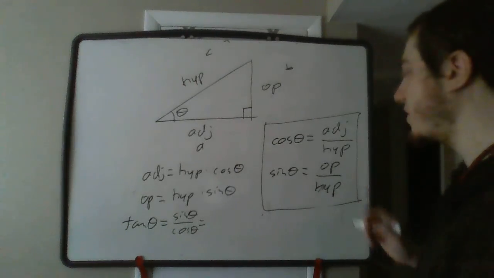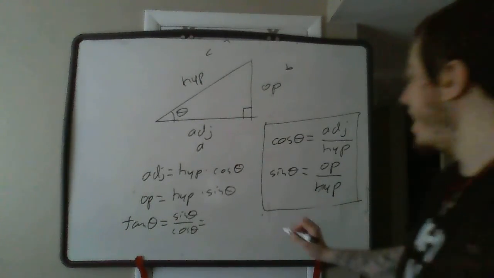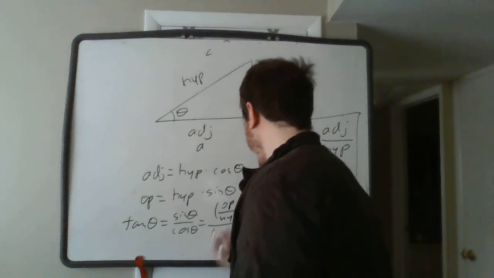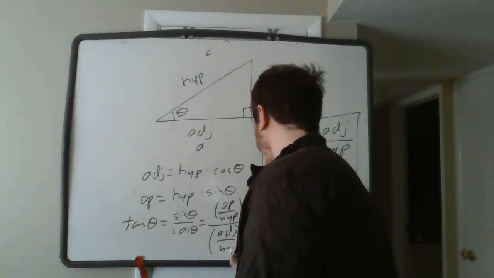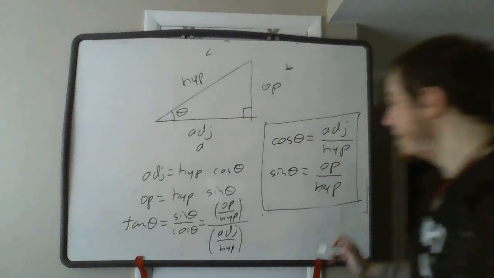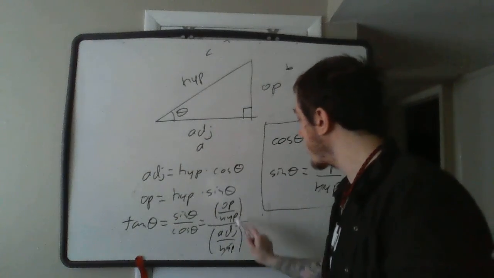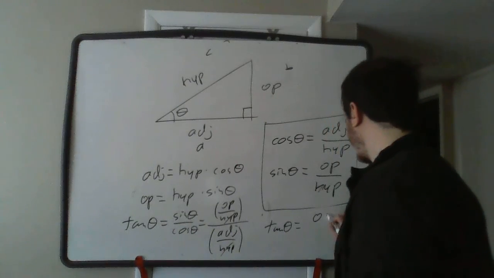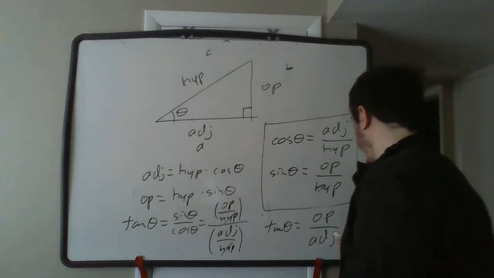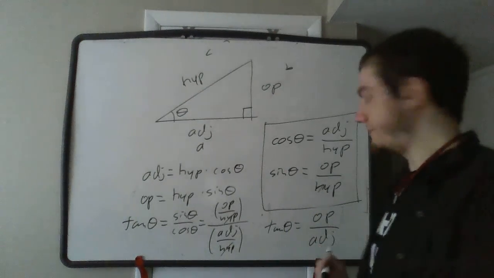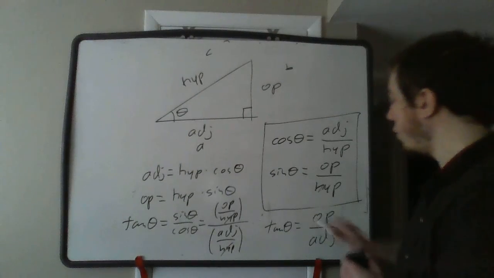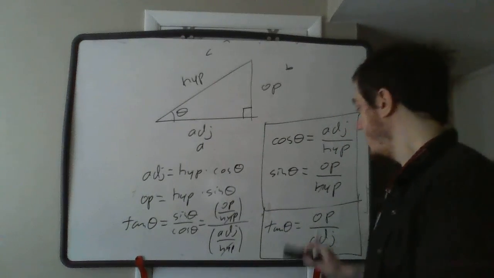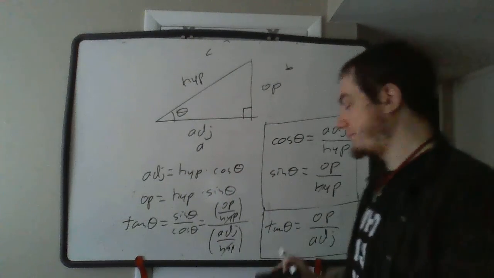All right, hopefully you guys figured that out, but if not, let me show you what you would get. You're going to have opposite over hypotenuse divided by adjacent over hypotenuse, and that means that these hypotenuses are going to cancel with each other, and we end up with tangent theta is equal to the opposite side divided by the adjacent side. So we can add this as a third definition here. The tangent is opposite over adjacent.